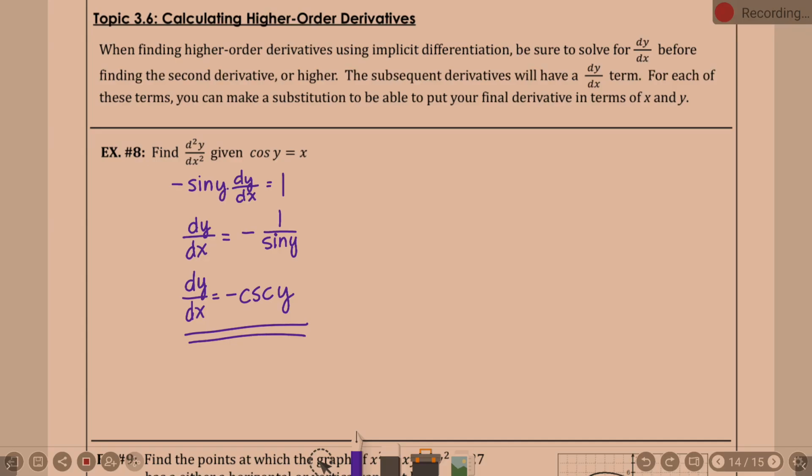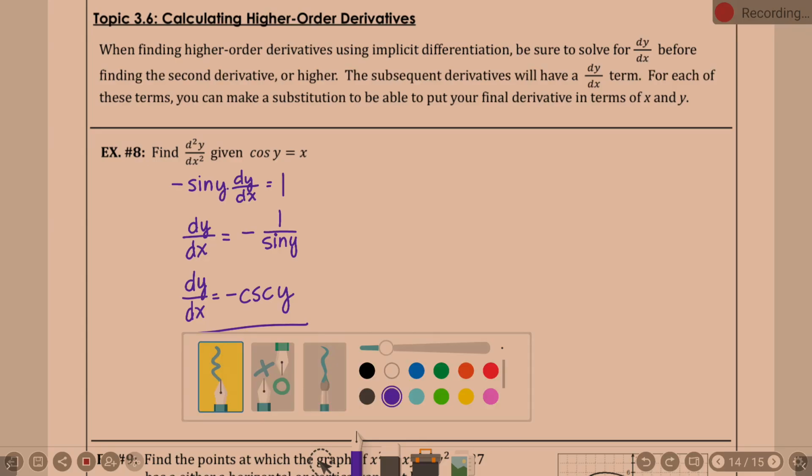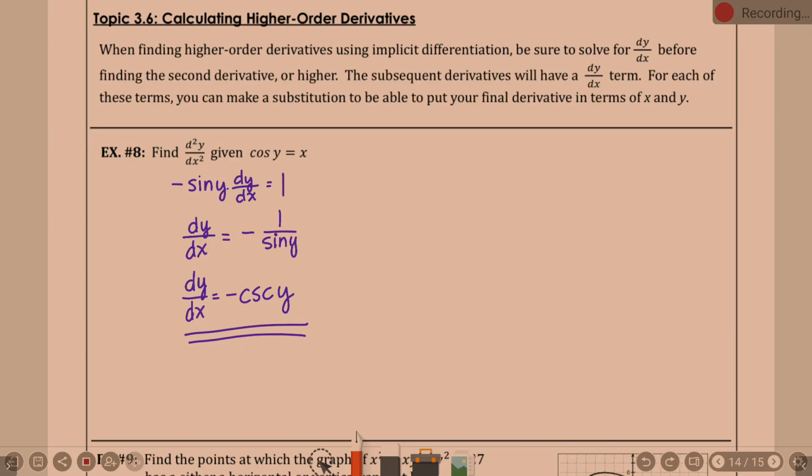So, like Logan said earlier, we basically do what we did there. And then we're going to continue, and we're going to try the second derivative. So the derivative of dy/dx is going to be d squared y over dx squared. On the right, the derivative of negative cosecant of y.